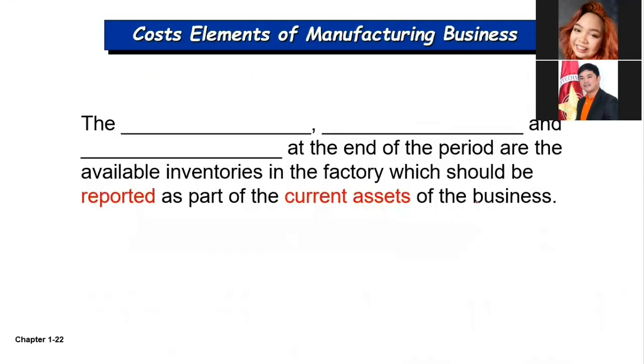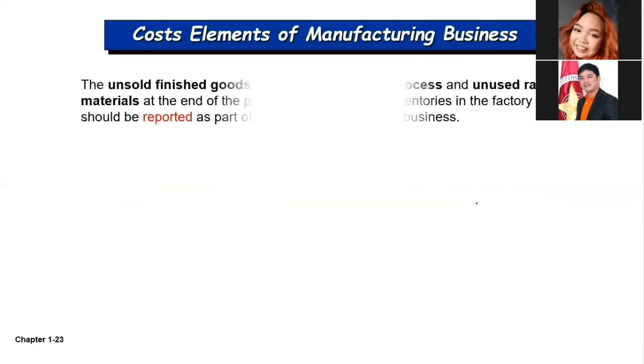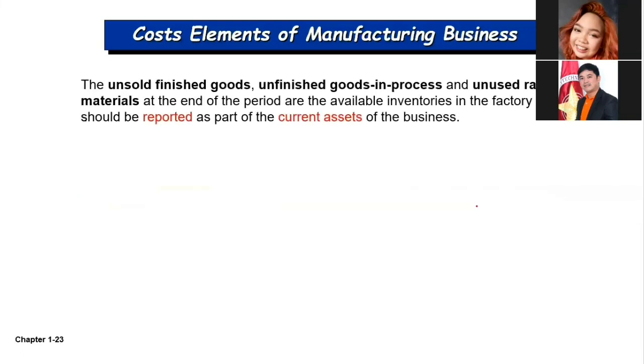So ito, the cost of the blank and blank at the end of the period are the available inventories in the factory which should be reported as part of the current assets of the business. So let's reveal the answer. These are your unsold na finished goods. Kasi di ba yung mga finished goods natin, these are all available for sale. So yung mga maiiwan lang, that would be reported in your balance sheet, part of your current assets.